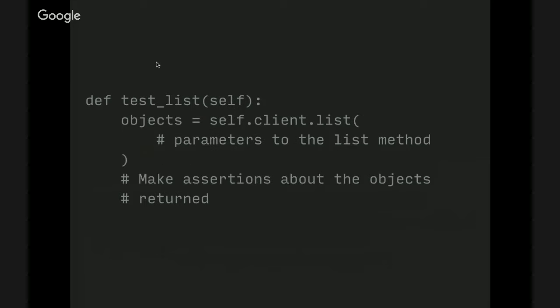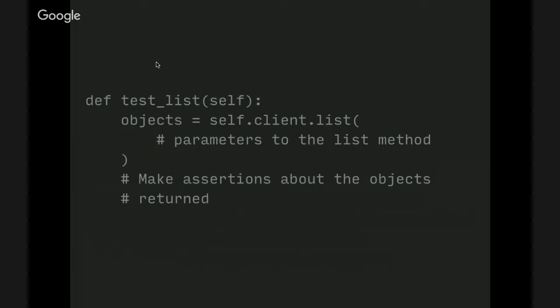But then for our actual test, we could say self.client.list with whatever parameters we want to pass to the list method. And then we can make assertions about the objects that would be very, very accurate, because whatever service we're testing against, whether it be a local DevStack installation or a real cloud or anything like that, we could make very valid assertions about what those objects look like and what the data is on those objects and everything else.